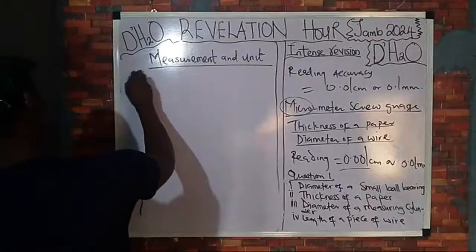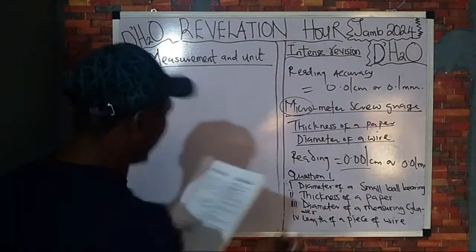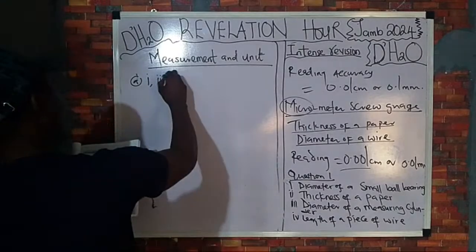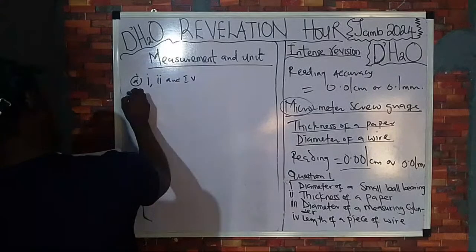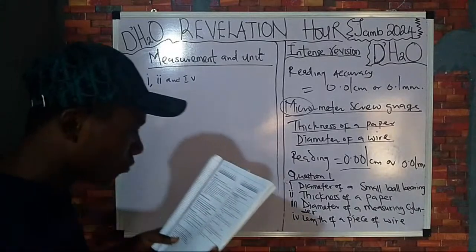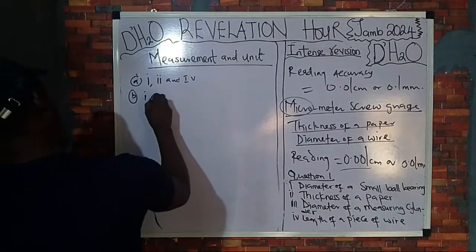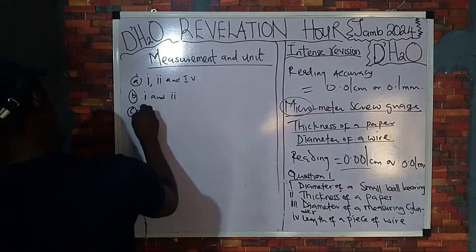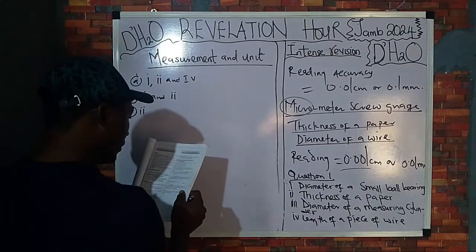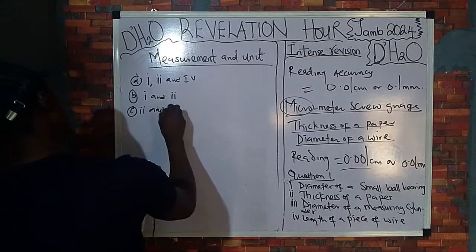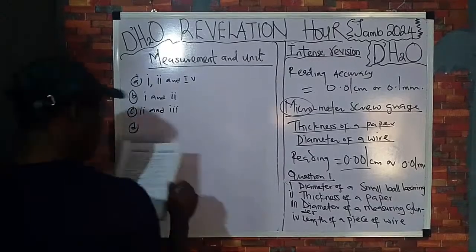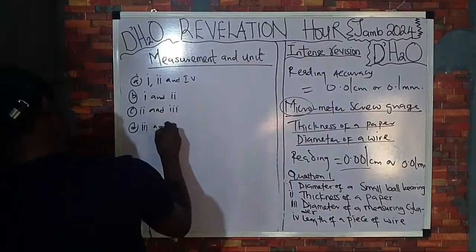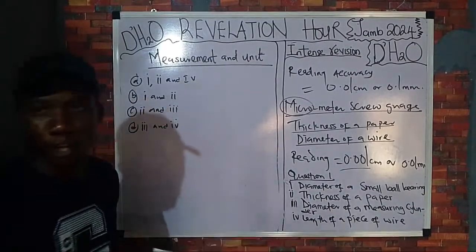Okay. Option A says Roman figure I, Roman figure II, and Roman figure III. B says Roman figure I and II. Option C says Roman figure II and III. Okay. Option D says Roman figure III and IV.